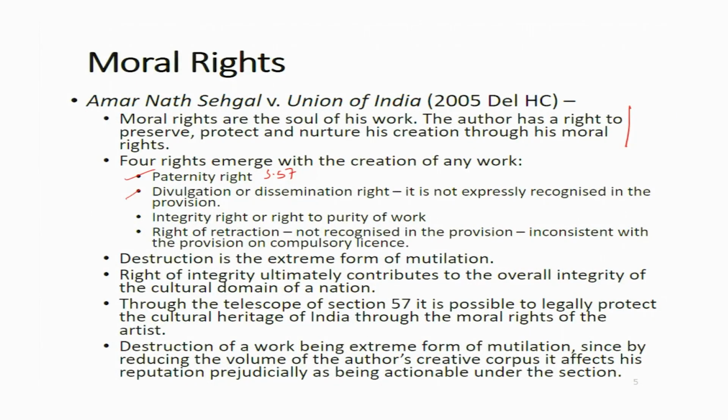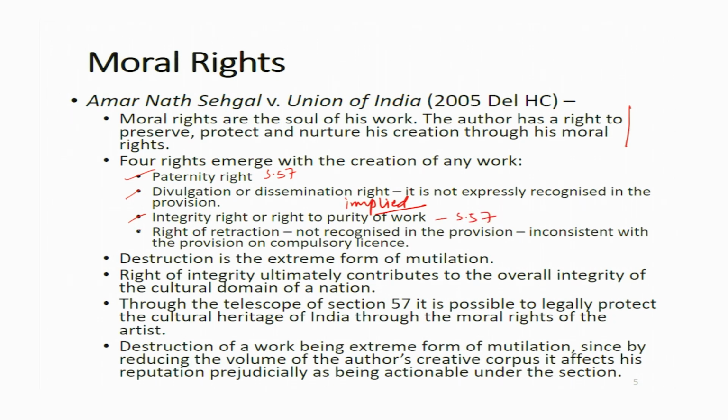Delhi High Court says it is one of the rights with the coming into existence of work. So therefore, first right which comes into existence is paternity right, expressly recognized in section 57. The second right is divulgation right. Dissemination right may also be called publication right, although it is not expressly recognized in 57. We may still accept it as one of the implied moral rights. The third right is integrity right or right to purity of the work. I already mentioned nobody can mutilate my work, distort my work to an extent that it harms my reputation. Again, this right is recognized in section 57.